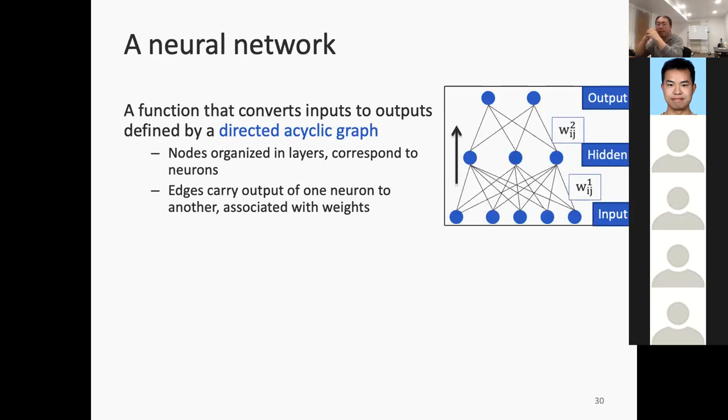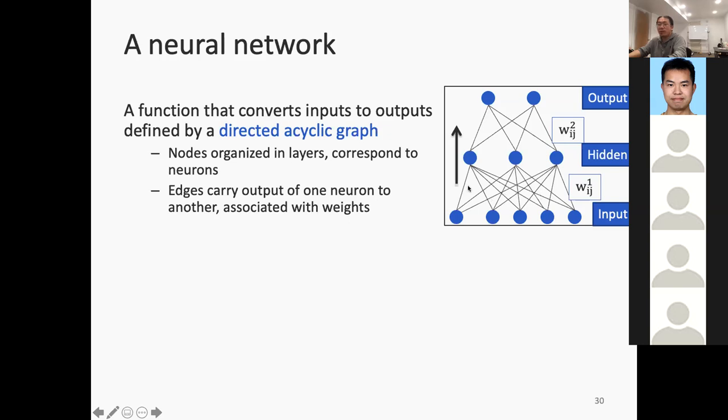So here's one concrete example. This is a 2-layer neural network. We have one hidden layer and one output layer. Remember, as we mentioned, we don't count the input layer in the total layer number.